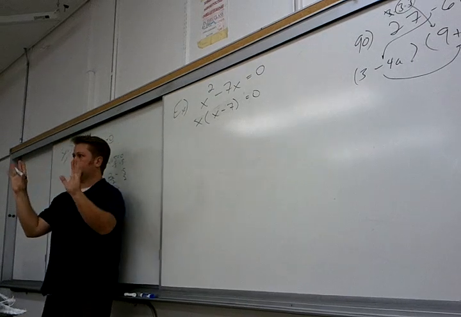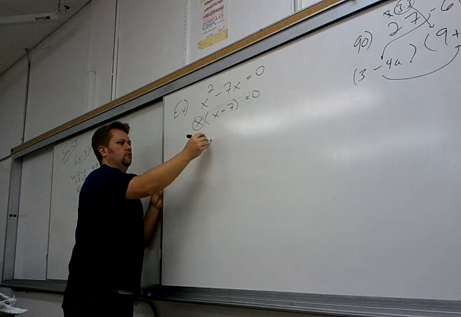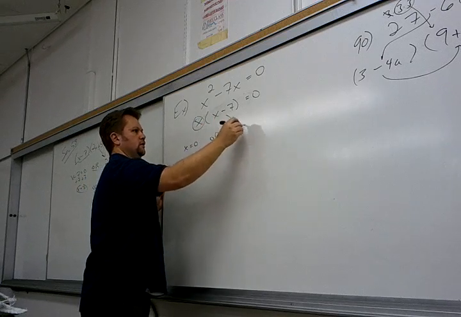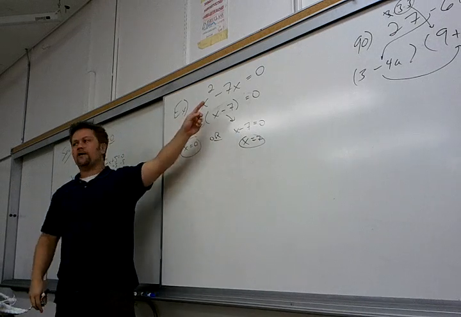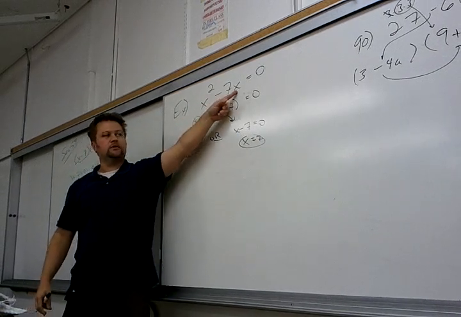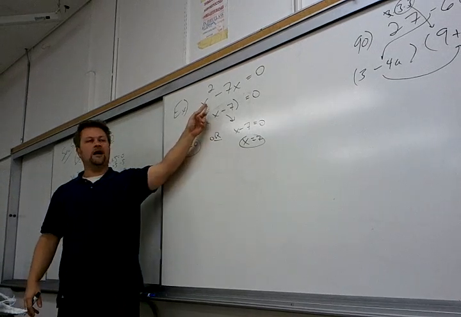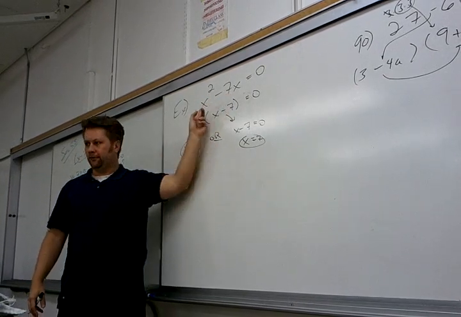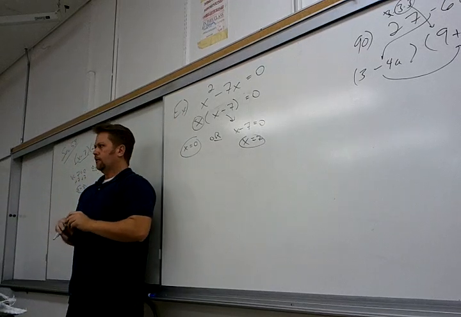So either this equals 0, or x minus 7 equals 0. X equals 0, or x equals 7. If x is 0, obviously 0 squared minus 7 times 0 is 0, right? If x is 7, I get 7 squared, 49, minus 7 times 7, 49. 49 minus 49 is 0. So you can check it like any equation, of course.